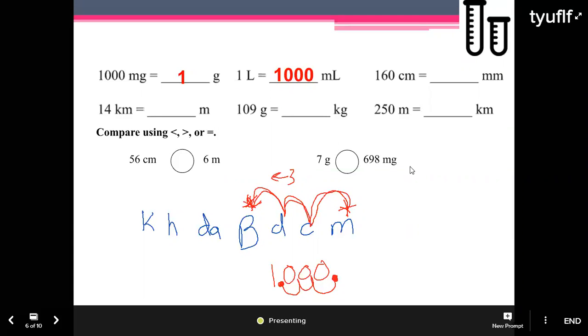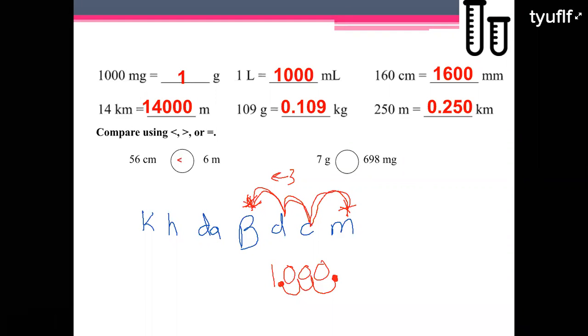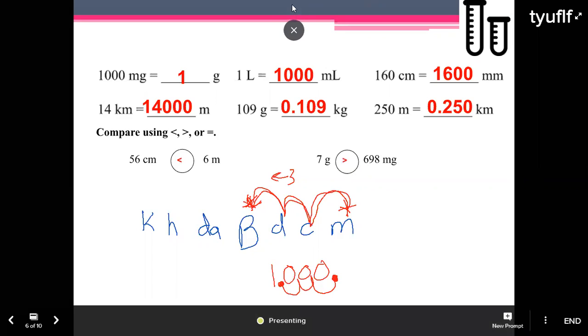For the second question, it's 1,000, 1,600, 14,000, 0.109, 0.250, and then 56 centimeters is less than 6 meters, and 7 grams is actually much larger than 698 grams.